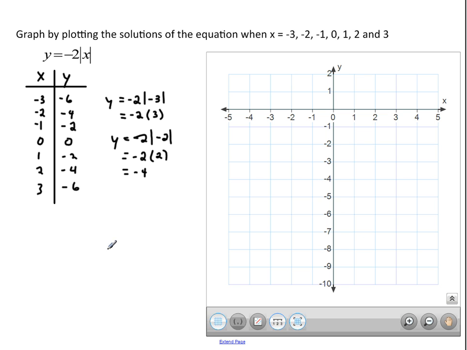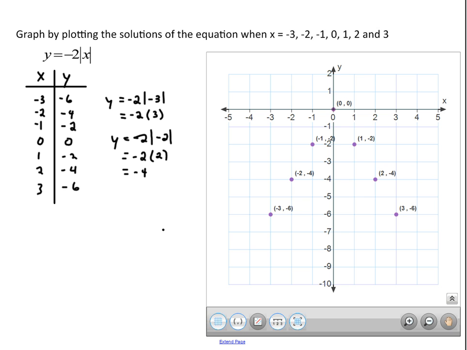Let's take a look at what this is going to do to our graph if we fill this out. Well, in this case, let me go ahead and plot a few points for you. Let's choose -3, -6. There it is. -2, -4. Looks like we're following some sort of pattern right here. With -1, -2, 0, 0, 1, -2, 2, -4, 3, -6 this time. Very interesting.